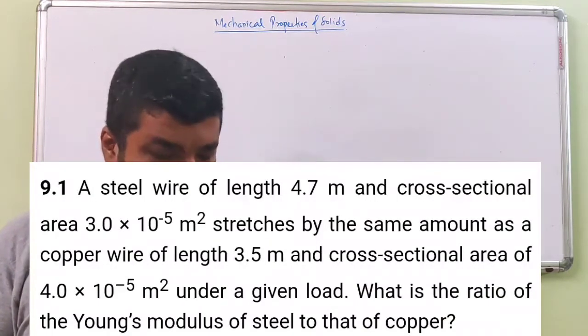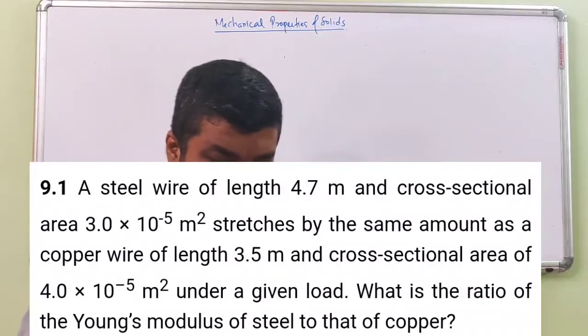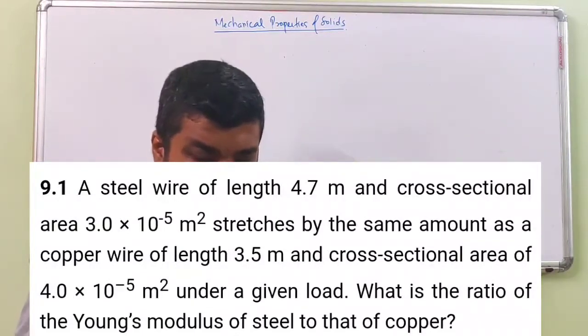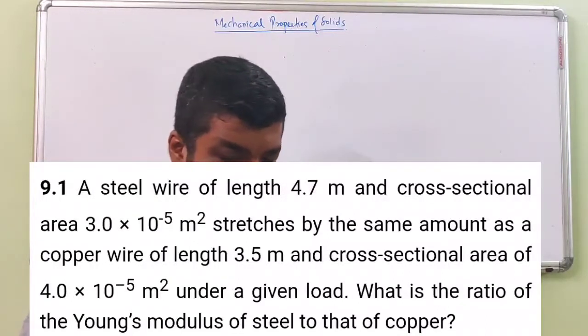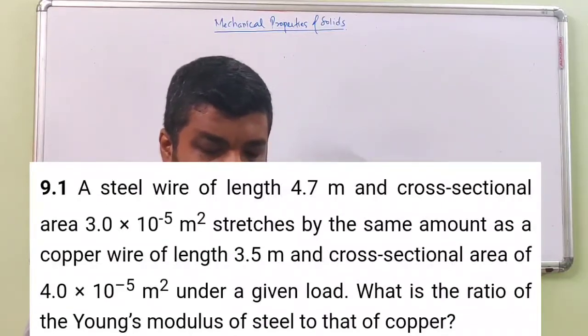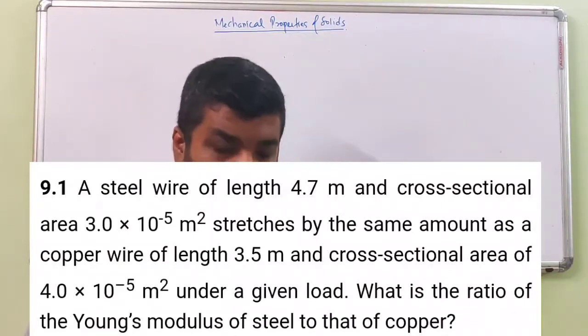The question says a steel wire of length 4.7 meter and cross-sectional area 3 into 10 power minus 5 meter square stretches by the same amount as a copper wire of length 3.5 meter and cross-sectional area 4 into 10 power minus 5 meter square under a given load. So what is the ratio of Young's modulus of the steel to that of copper?